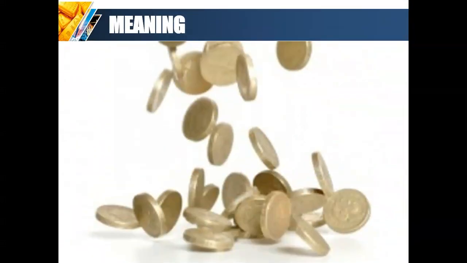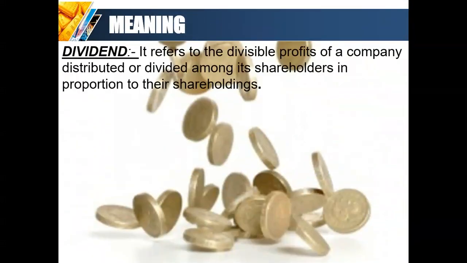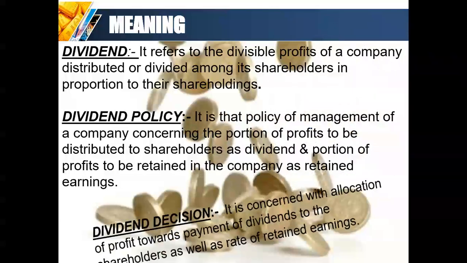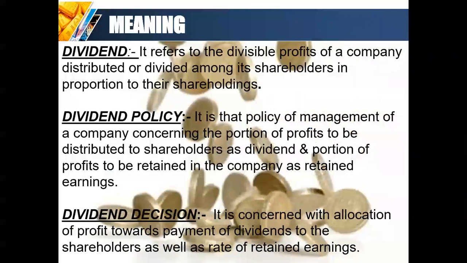Having said that, let me go for a clear-cut meaning of the dividend, dividend policy and dividend decision. As I mentioned earlier, some of the divisible profits of the company distributed to the shareholders is known as the dividend. Right? What do you mean by the dividend policy then? The policy of management of a company concerning the portion of the profits to be distributed to the shareholders as a dividend, or some portion of the profits to be retained in the company as retained earnings.